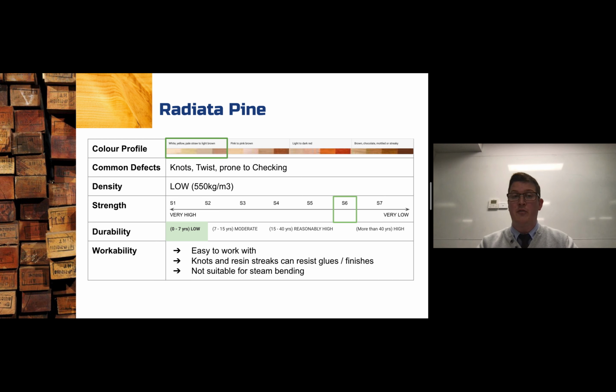So now that we've got a bit of an overview about all of those different terms, we can now start moving through the other species a little bit faster.